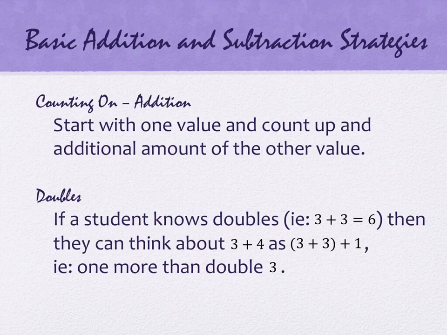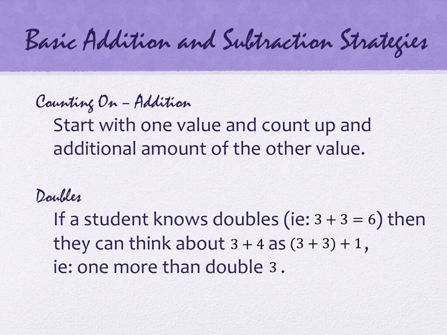This is one that I remember using all the way through schooling. Maybe some of you do too. You start with one value and then you count up an additional amount of the other value. So, for example, if you had 5 plus 3, you would start with 5 and you would count up the 3 additional values. 5, 6, 7, 8. That's counting on or counting up. Okay? So have you used that before? Yeah? Some of you have. Okay. So this is a pretty common strategy. You start with one value and simply count on or count up from that strategy.